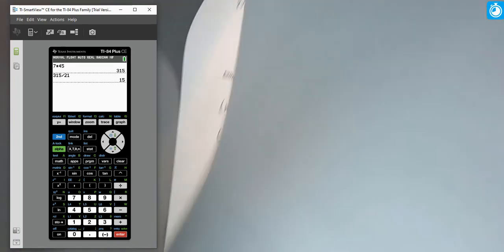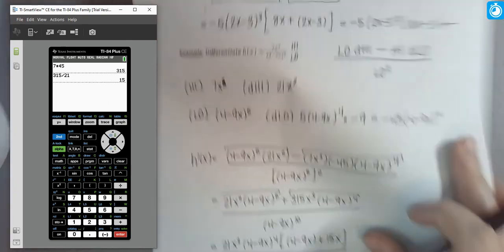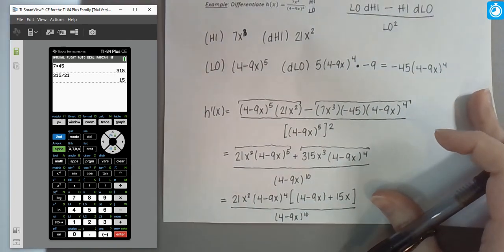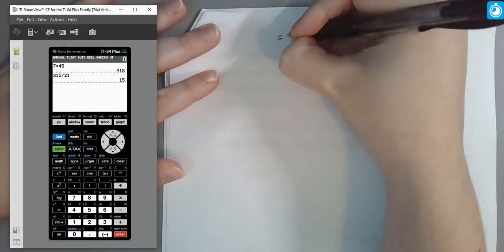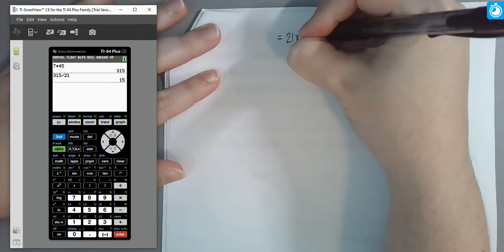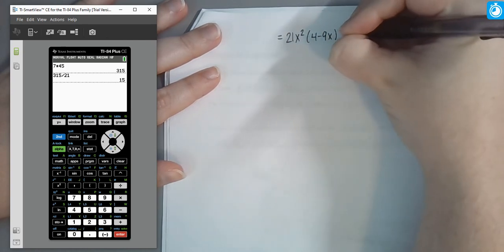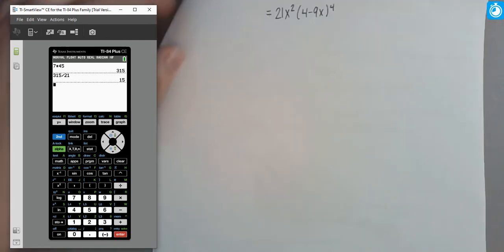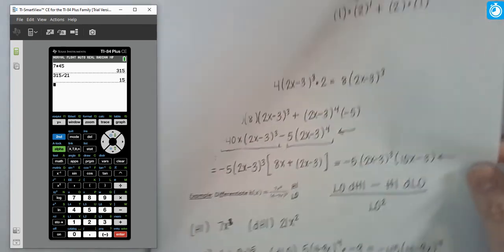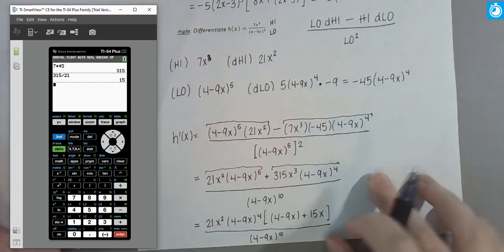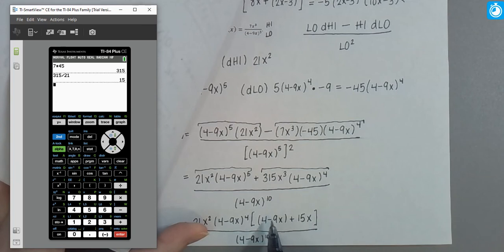So what were we left with? Well, we had 21x squared, 4 minus 9x to the fourth power. And then the goal in this step was to clean up everything that was inside the brackets. So we have 4 minus 9x plus 15x.